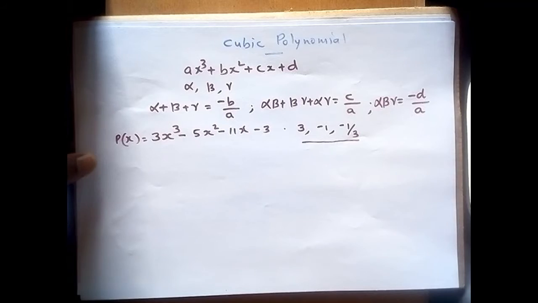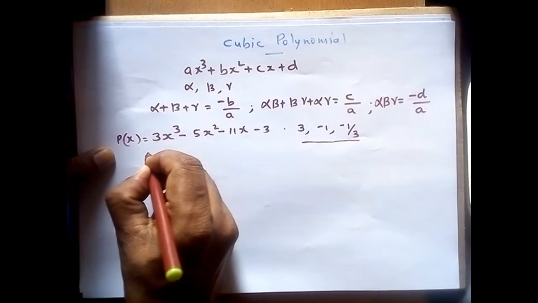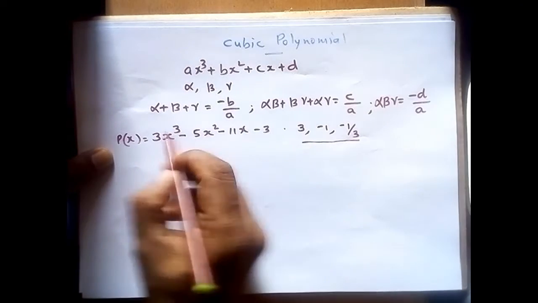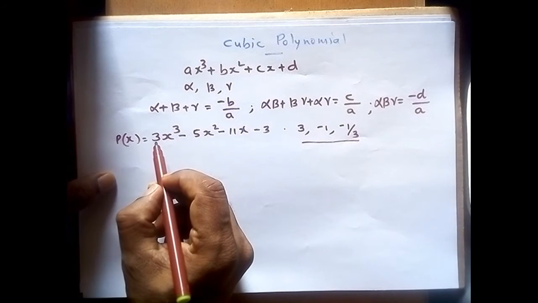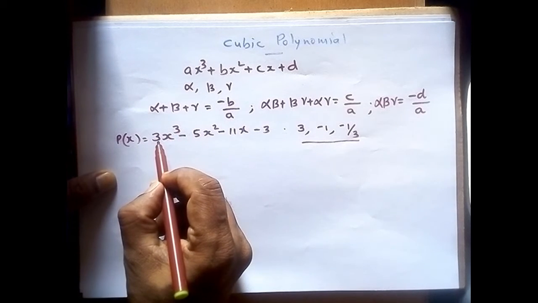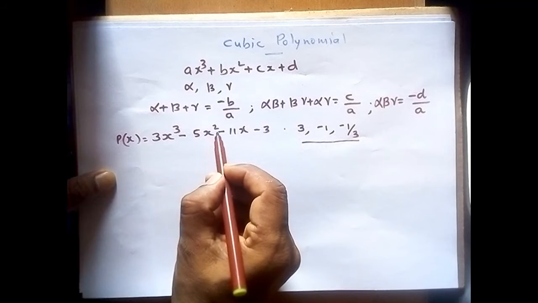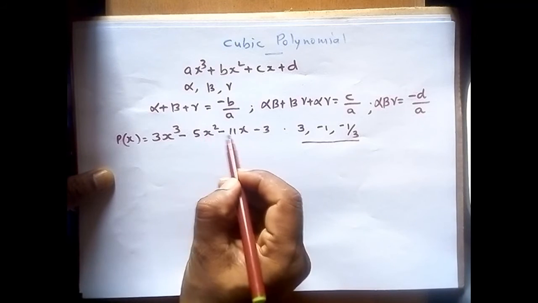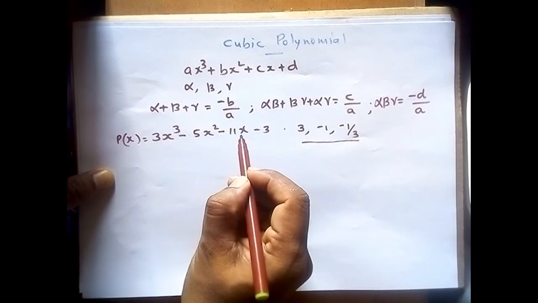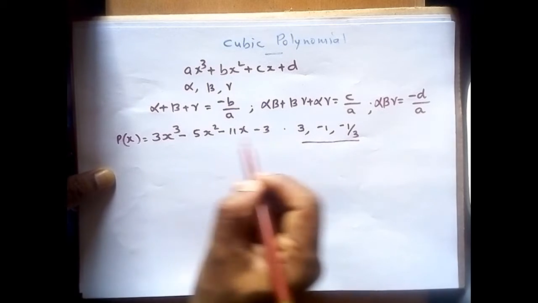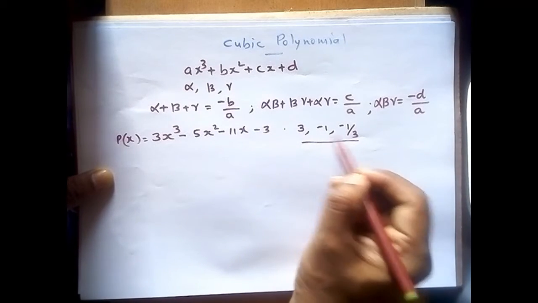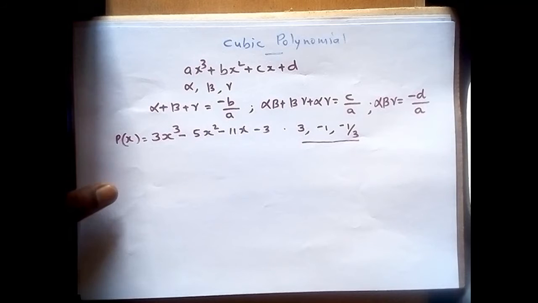Let us see. What is P(3)? P(3) is equal to 3³, 3³ is equal to 27, 27 into 3 is equal to 81, 81 minus 5 into 9, 45, 45 plus 33 plus 3, yes, is equal to 0. So 3 is a root, −1 is a root, −1/3 is a root.